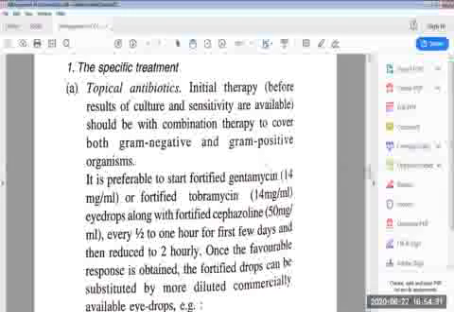This is the ideal way to do, but bacterial corneal ulcers should be treated as soon as possible because they can affect our vision. So we should start the initial therapy with the broad spectrum antibiotics, which cover both the gram-negative and gram-positive organisms.